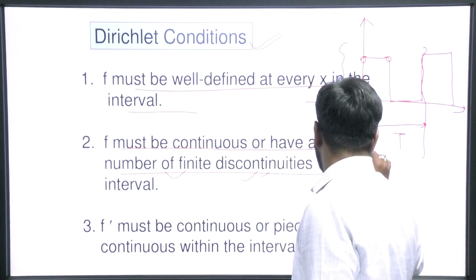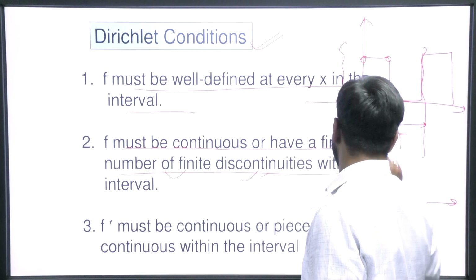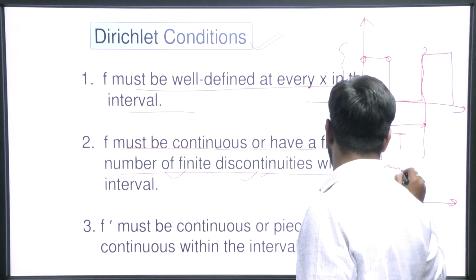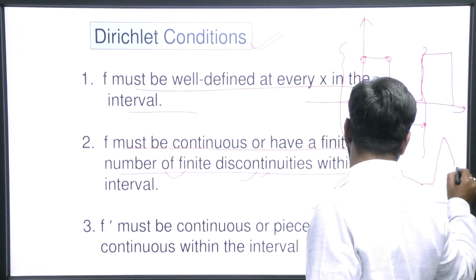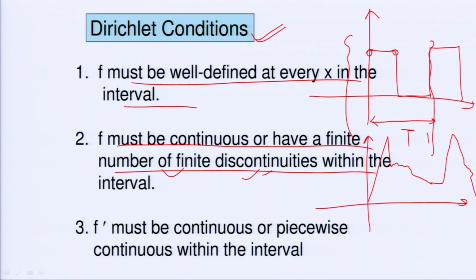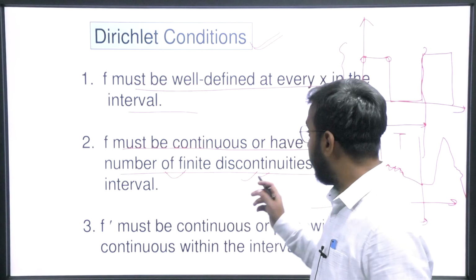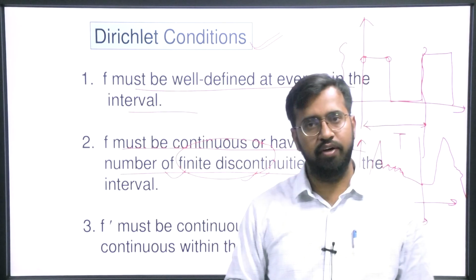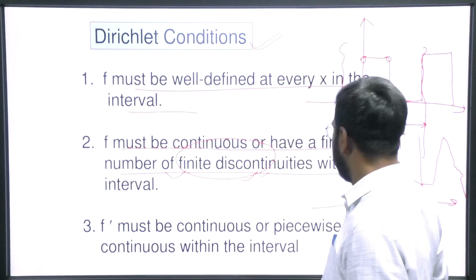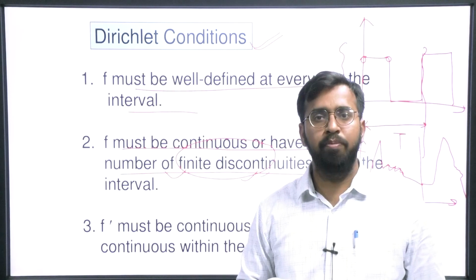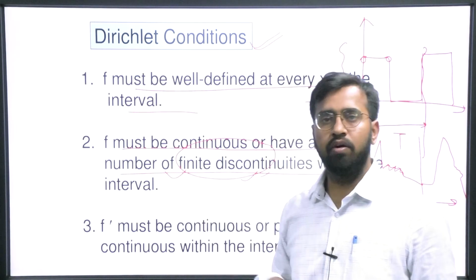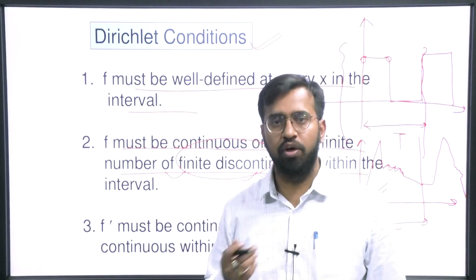But suppose we have a function something like this, and this is its time period. We can see this function has so many discontinuities. It is not a finite number of discontinuities; it has many. So, it violates one of the Dirichlet conditions. That means even if it is a periodic function, we still cannot represent it in the form of Fourier series.